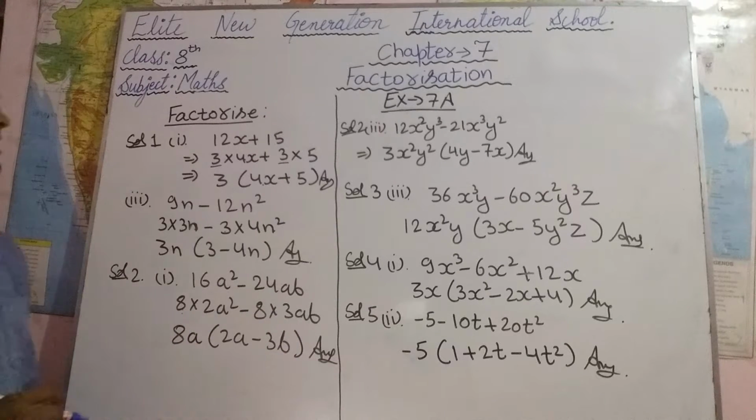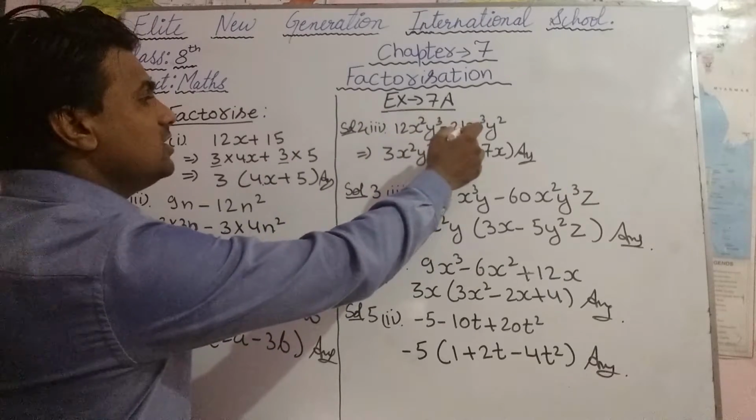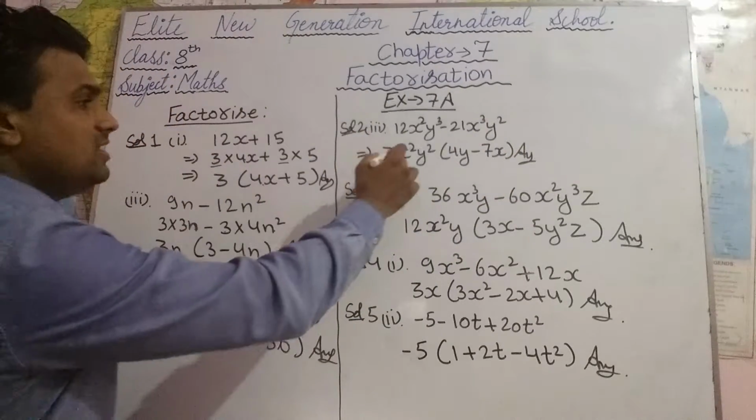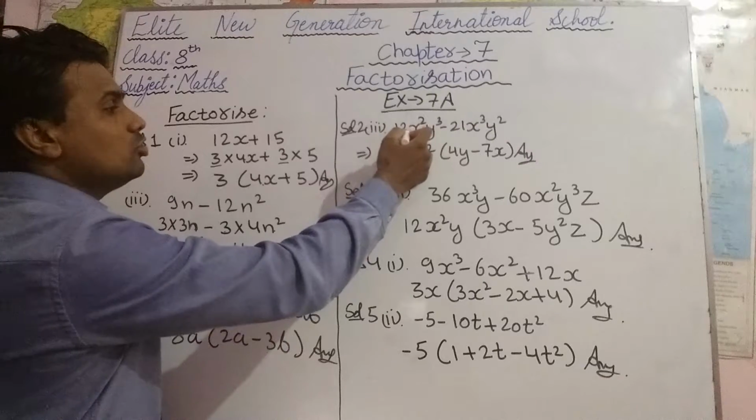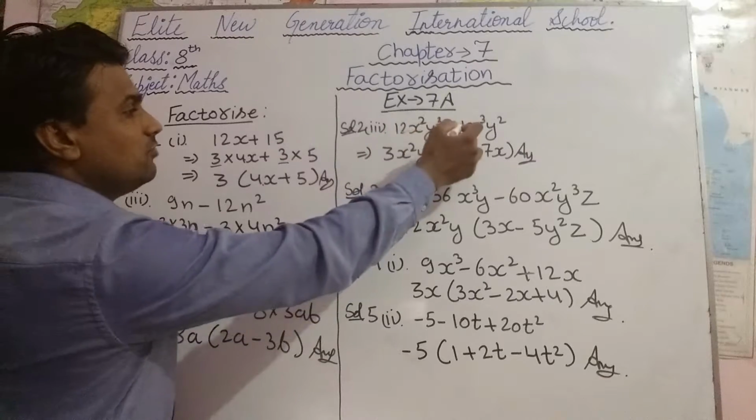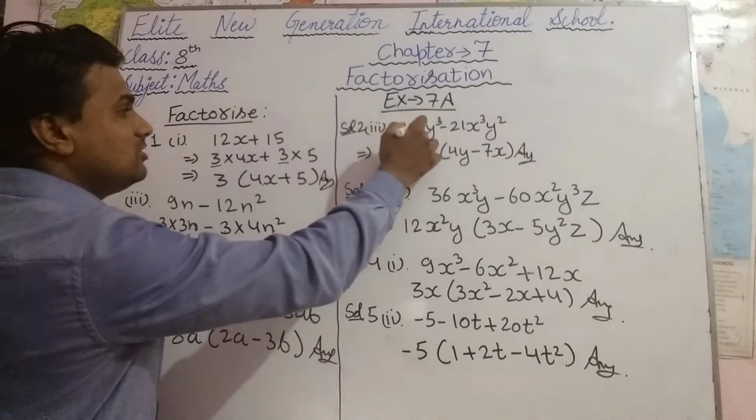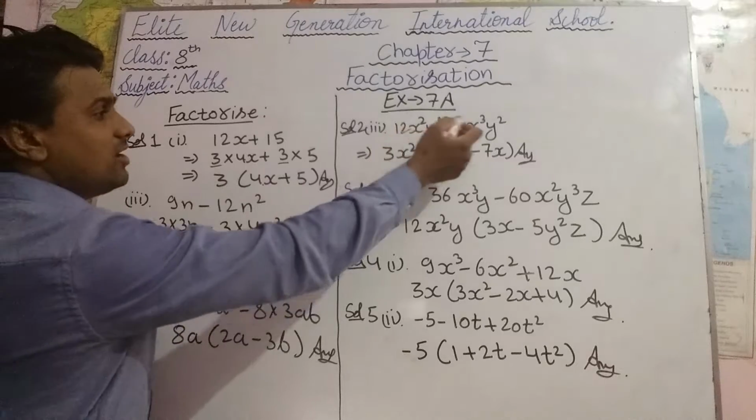Now here see question number 2, third part. Here 12x square y cube minus 21x cube y square. So here we can take 3x square y square as common, because 12 is divisible by 3 and 21 is also divisible by 3. So first of all we can take 3 as common. So 3 will be common, and here x square and here x cube.